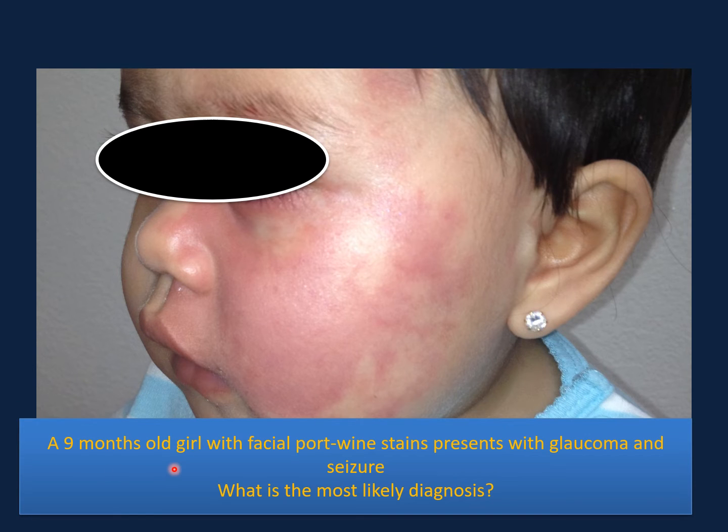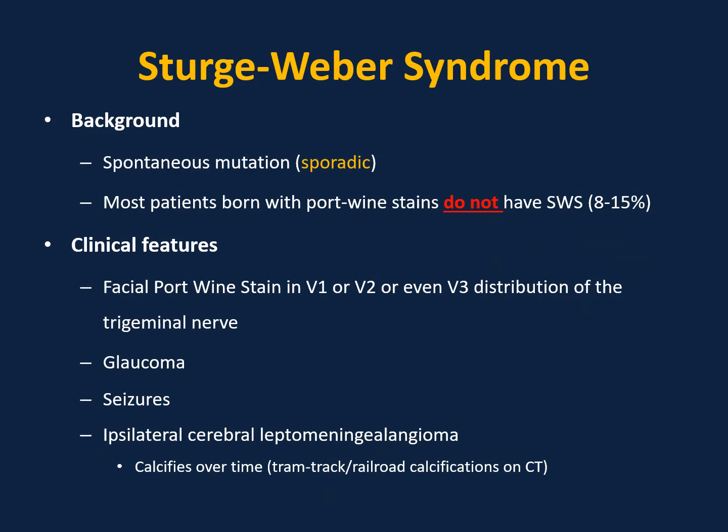This is a 9-month-old with facial port wine stains. It presents with glaucoma and seizure. What is the most likely diagnosis? This is a classic presentation of Sturge-Weber syndrome.